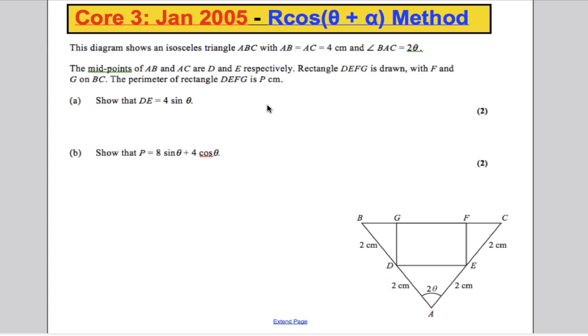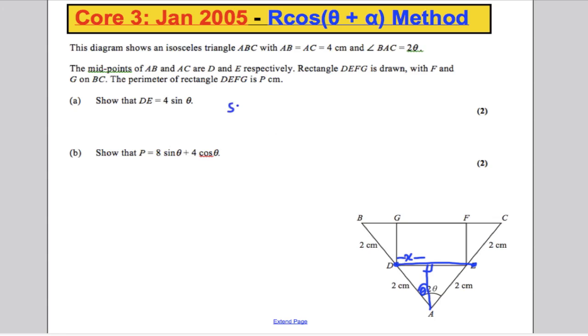You've got all that drawn there. It says show that DE is 4 sine theta. You want to work out this one here. The way I do it, because that's 2 and that's 2, isosceles, you could draw in a right angle there and split that angle exactly in half, and using that as being theta, you want to work out DE, so let's just work out this one here.